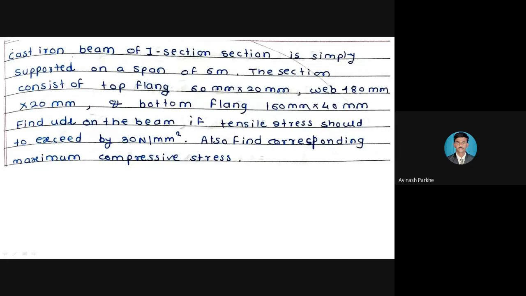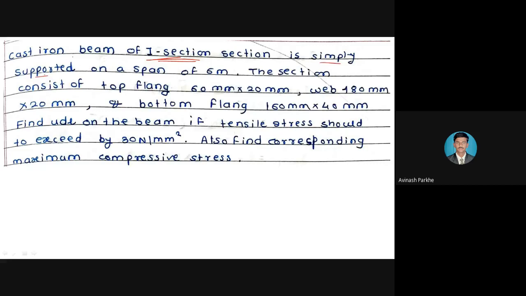Okay, so now this is the next problem in front of you. It is related to the I section. So try to read the statement carefully and understand it, because sometimes the figure will not be given. By using the statement, you have to draw that particular figure and find out the unknown parameters. So let us see. A cast iron beam of I section is simply supported.